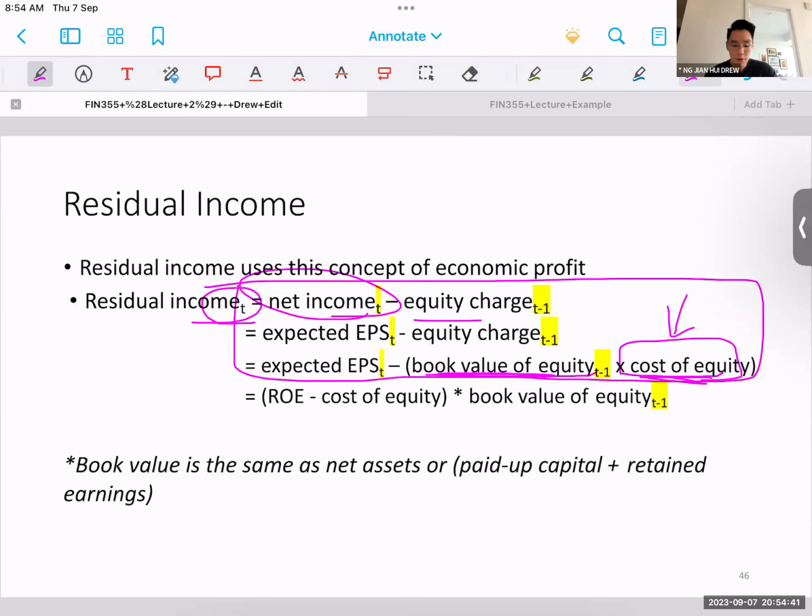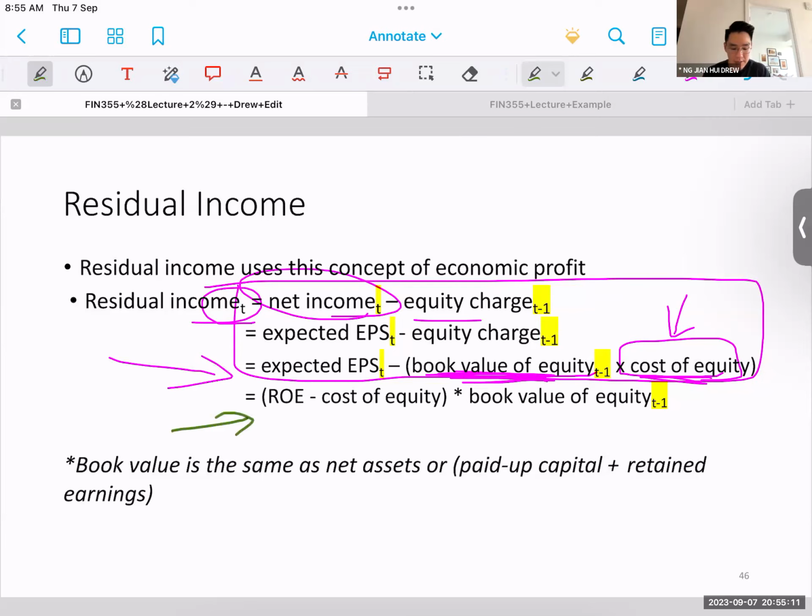Okay, so going back to residual income, I hope everyone can see this. Basically, residual income is whatever is left over after the implicit and explicit cost, and we use the income from this year minus the equity charge from the previous year. And how do we calculate the equity charge? We just take the book value of equity last year times the cost of equity, which is this year's cost of equity. Now, this is one formulation that we have seen.